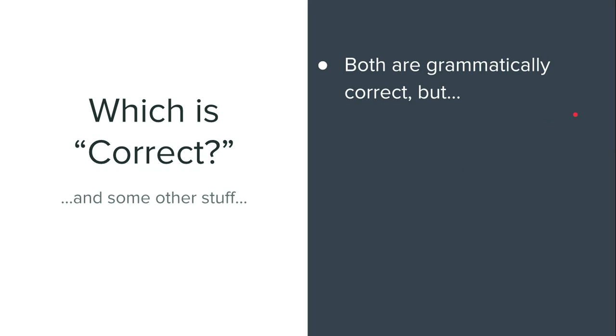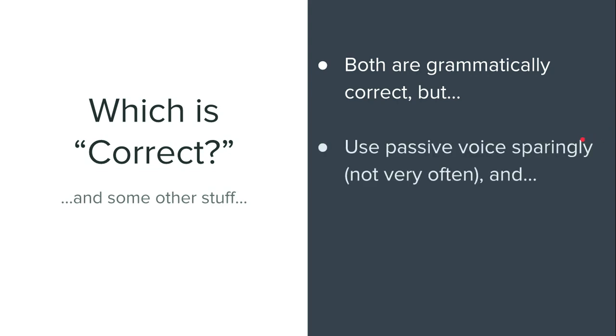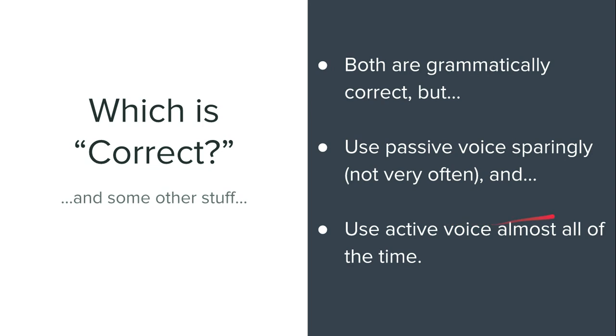They're both technically grammatically correct. Okay, there's absolutely nothing capital W wrong with using the passive voice. But use passive voice sparingly, not very often, and use active voice almost all of the time. Okay, if you're using a lot of passive voice in your writing, it's not as effective. All right, you want to have the thing or the person doing the action as the subject, doing something, acting.